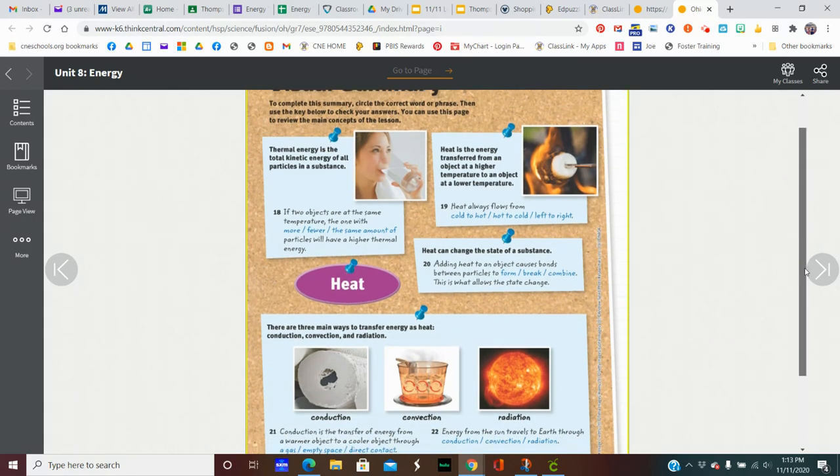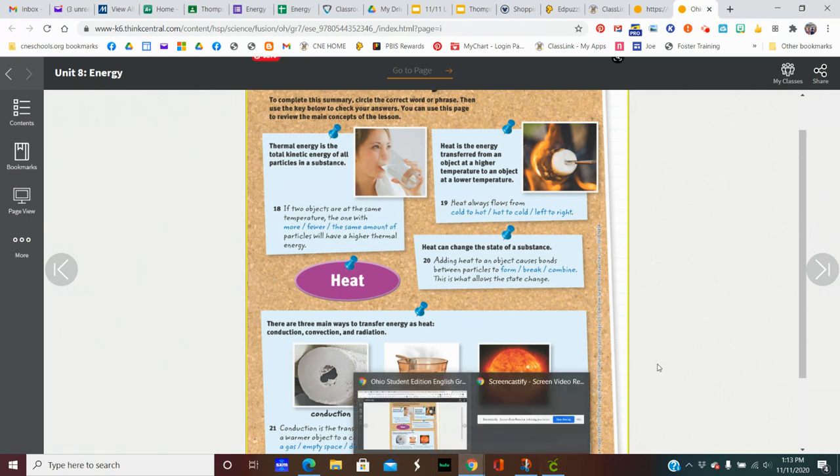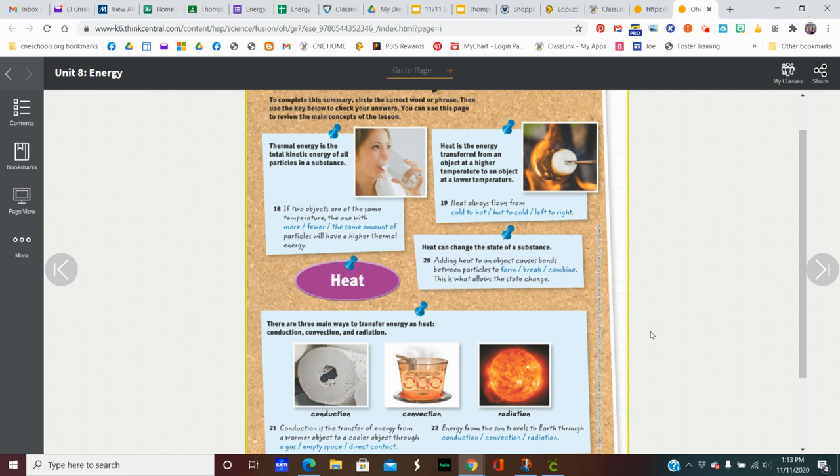And let's see. There are three main ways to transfer energy as heat: conduction, convection, and radiation. Conduction is the transfer of energy from a warmer object to a cooler object through a gas, empty space, or direct contact. Number 22, energy from the sun travels to Earth through conduction, convection, or radiation.